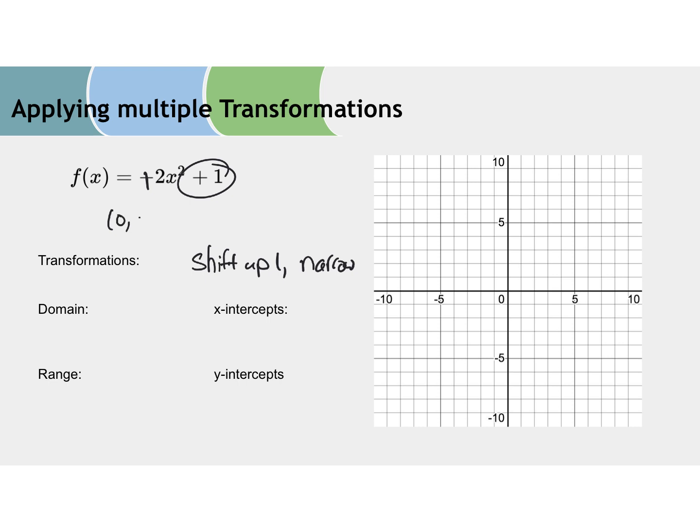So we have 0, 0. It gets moved up by 1. So my vertex is at the point 0, 1. And so, again, I can use this as sort of my slope. So instead of going over 1, up 1, I go up 2, over 1. And boom, just like that, we have the shape of my graph.